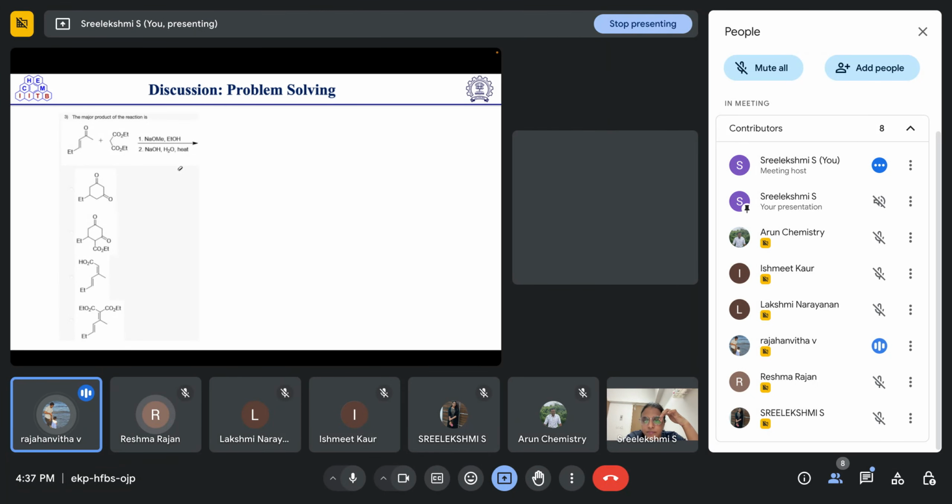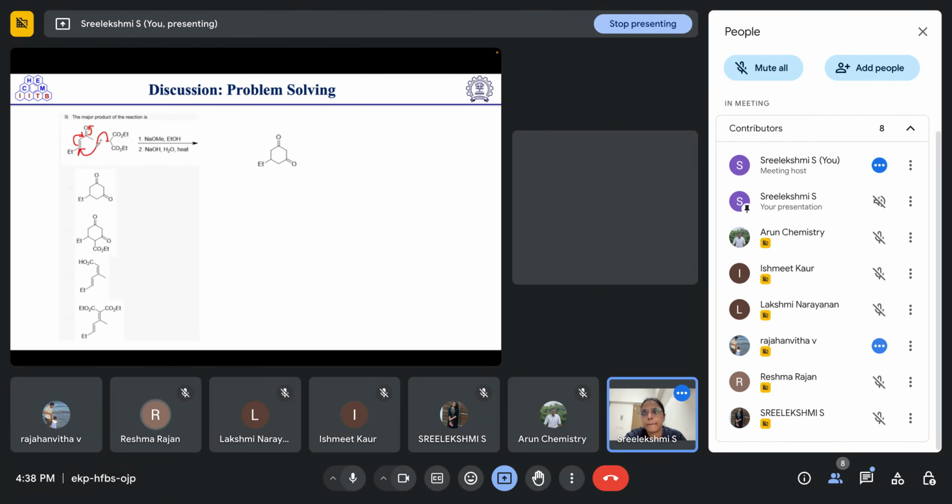The product is A. So what is happening here? First, the diethyl ester loses a proton, converting into a carbanion, which attacks the first molecule at the ethyl position, followed by double bond shifting. Enolate, enol formation is produced, and the enol rearranges to ketone. So it is like 1,4 addition.